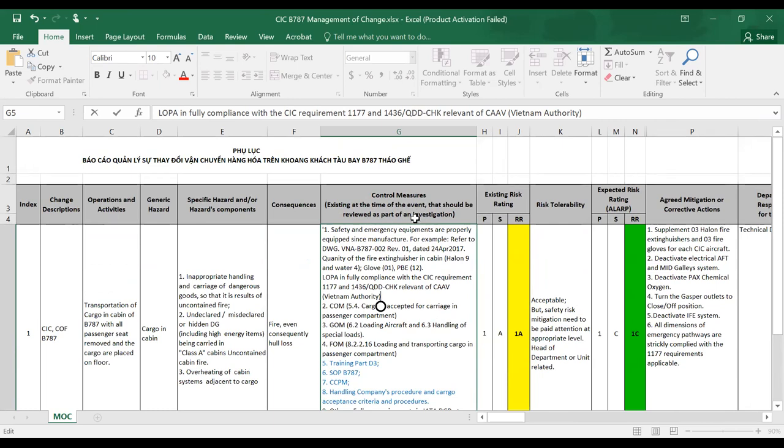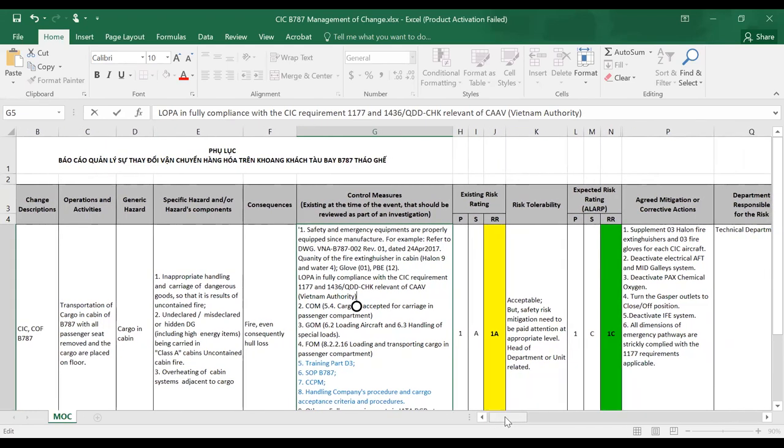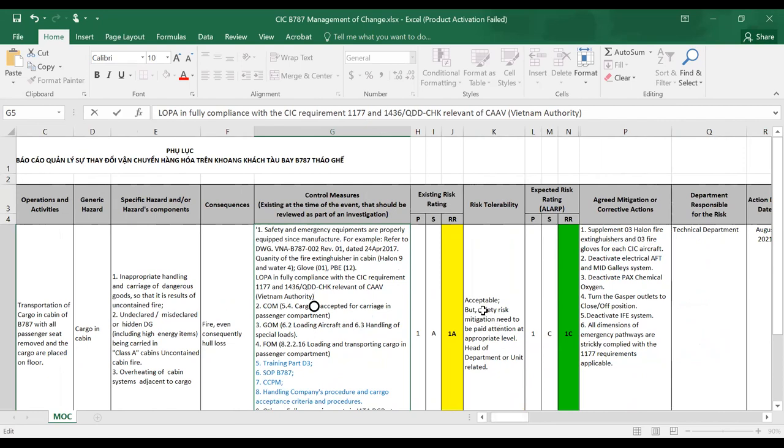We identify and analyze risk, and we define the risk with probability 1 and severity A, so the rating is 1A. So 1A color, yes, is yellow. The risk tolerability is acceptable, but safety risk mitigation needs to be paid attention to at an appropriate level.